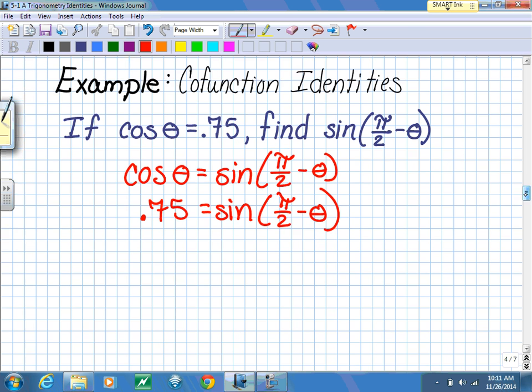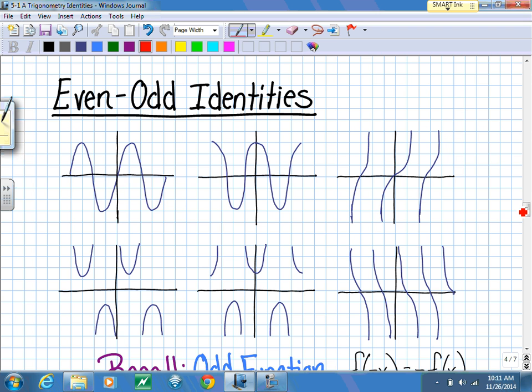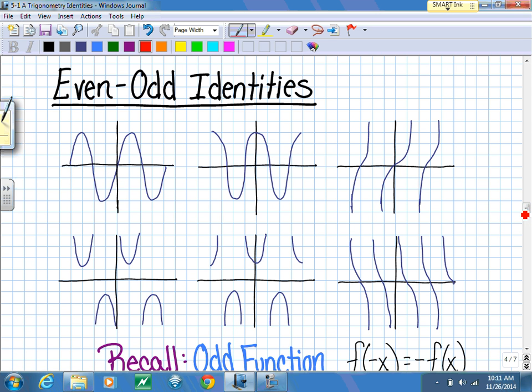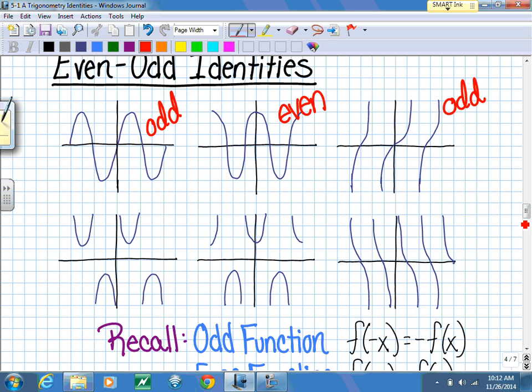All right, on to our next identities, which are our even and odd identities. Thinking back to what it means to be an even or odd function: remember that odd functions have rotation symmetry, and even functions have y-axis symmetry. The first one here is our sine function, which has rotation symmetry. We can rotate it 180 degrees and it will be the same graph. Our cosine function has even symmetry, since it can be reflected across the y-axis. And our tangent function has odd symmetry because it can be rotated as well.